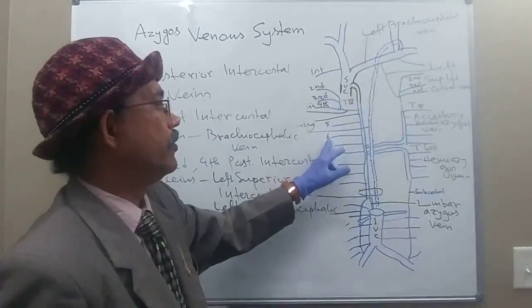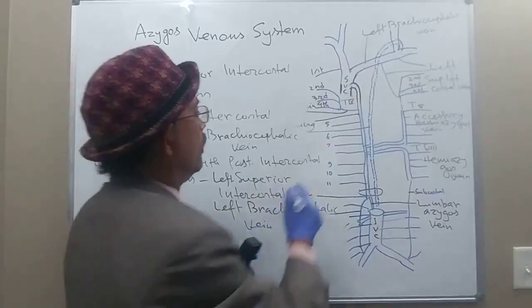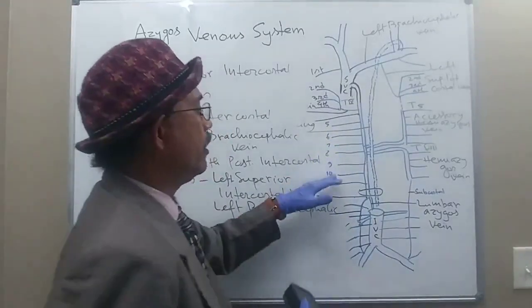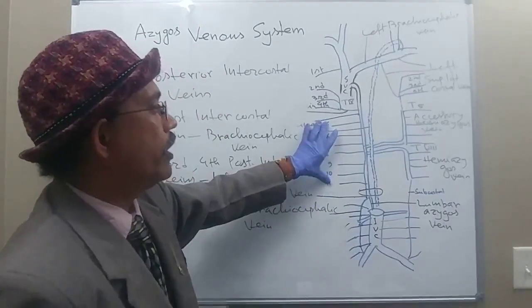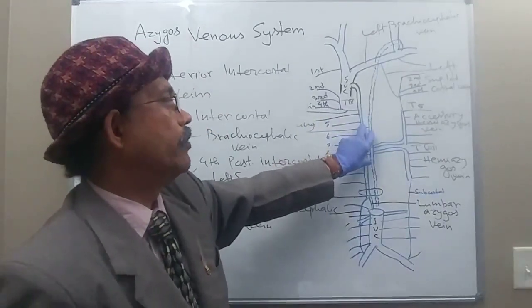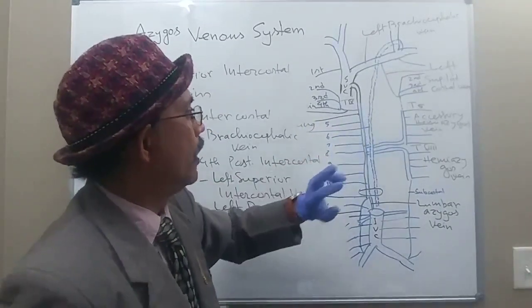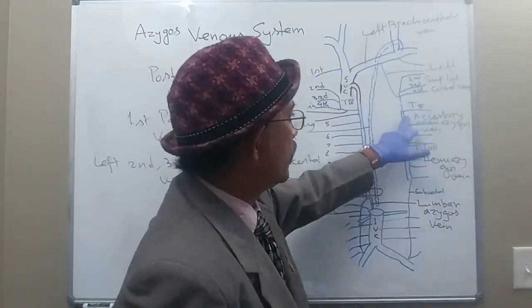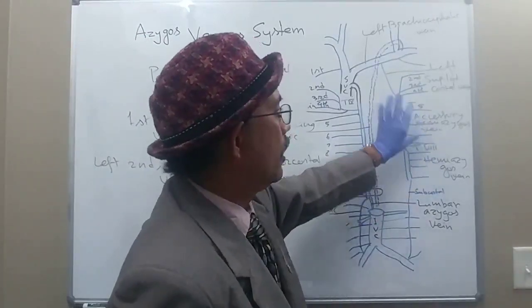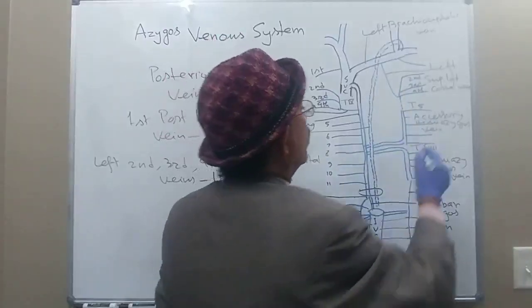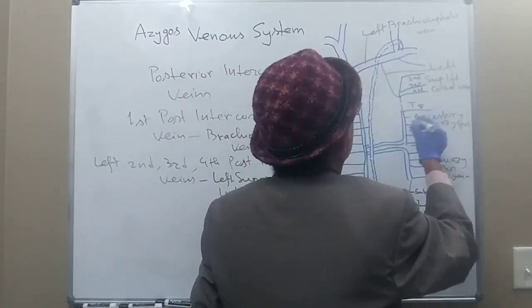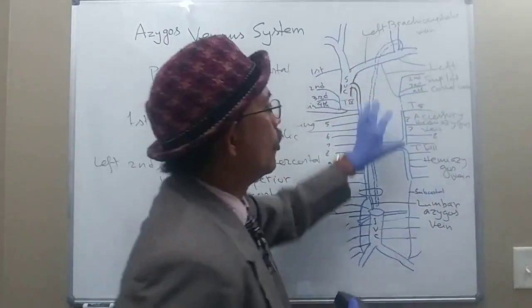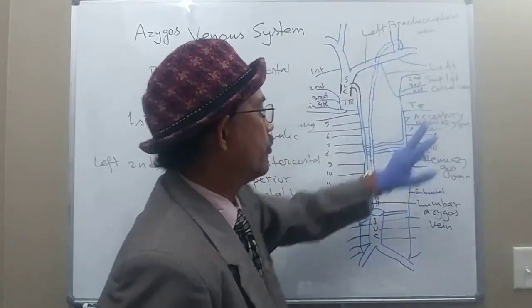How about the 5th, 6th, 7th, 8th, 9th, 10th and 11th right posterior intercostal veins? They open into the azygos vein. How about the 5th, 6th, 7th and 8th left posterior intercostal veins? They open into the accessory hemiazygos vein.